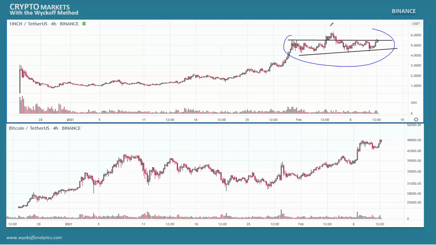And yes, I would agree. This is just a very interesting looking structure. I like this bar because this is the last supply that needs to be absorbed. Those are elements of phase C. So it seems to me that we're in phase D and it's some kind of sign of strength.